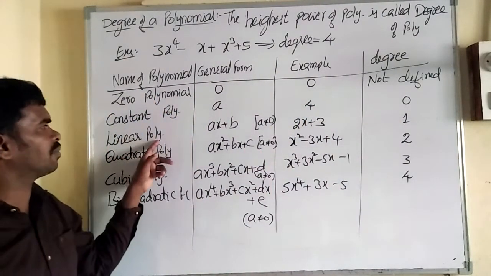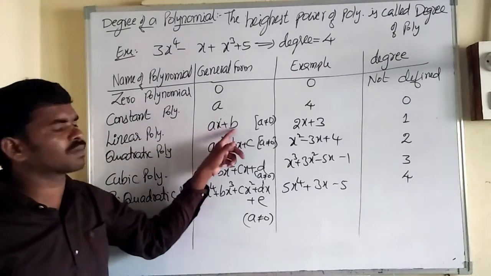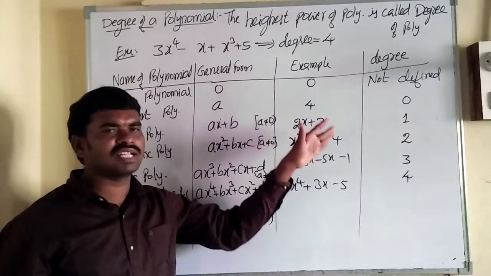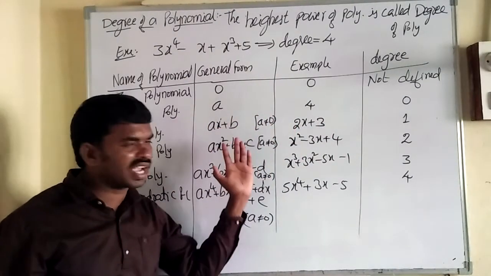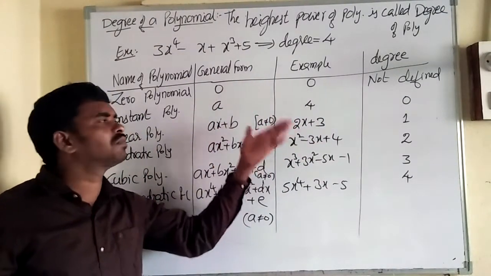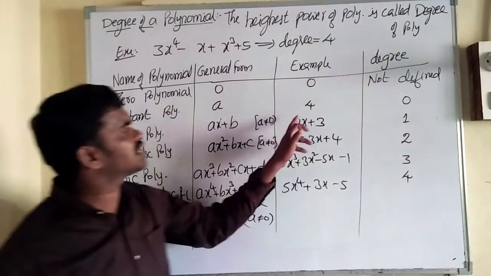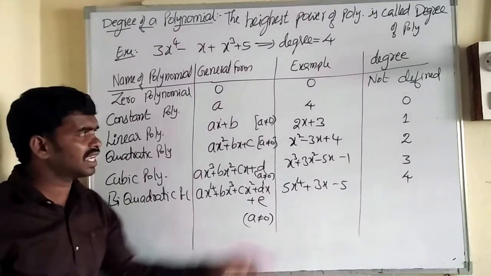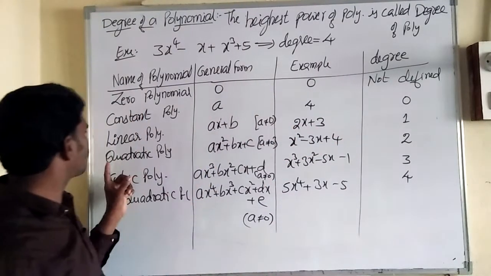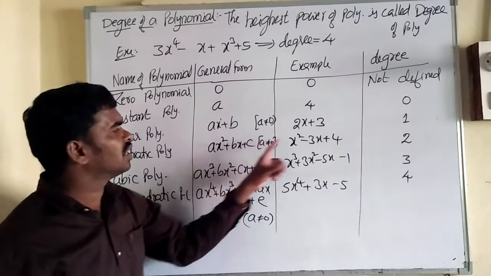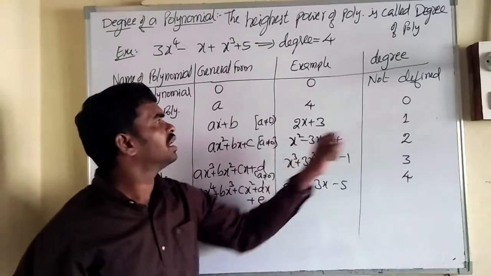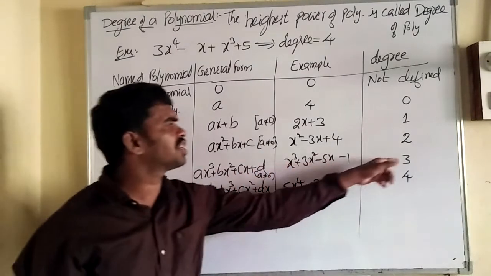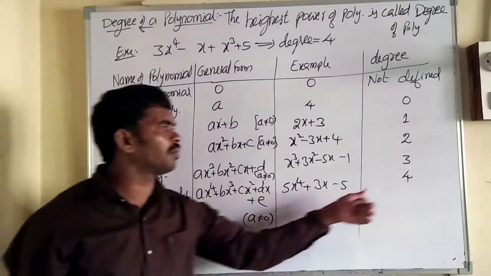And linear polynomial, what is general form? Ax plus b. What is the example? Some 2x plus 3, or you can give 1x minus 5, or 5x plus 4, or 3x, like that. What is degree here? 1. Highest power is 1, so degree 1. Next, quadratic polynomial, general form, example, what is degree? Highest power, that is 2. Next, cubic polynomial, what is degree? 3. Next, biquadratic polynomial, 4.